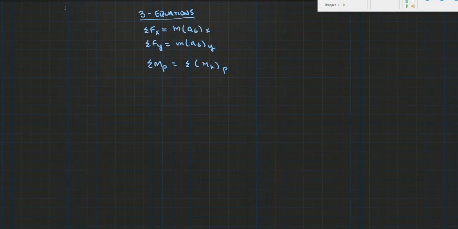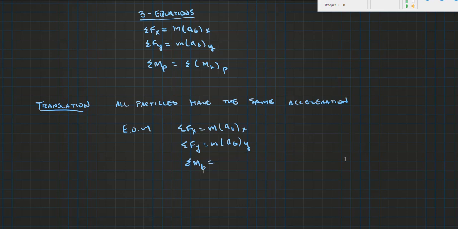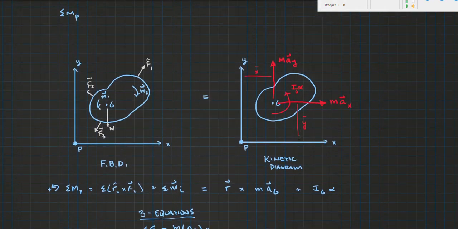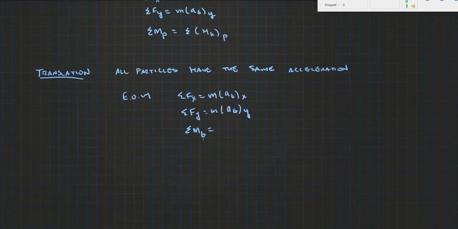So with translation, all particles have the same acceleration, and it's convenient for the equations of motion to take, of course we have our x and our y relationships, but it's convenient to sum moments around the centroid, because when you sum moments around the centroid, then y bar and x bar go to 0, and we lose this cross product term here.